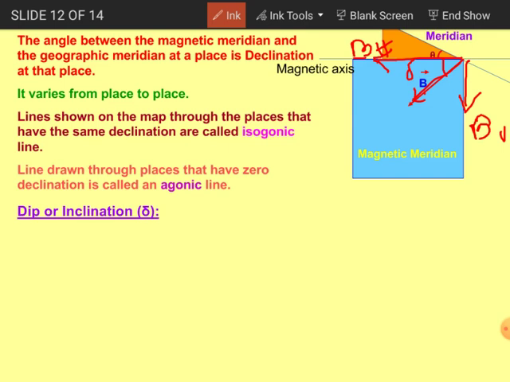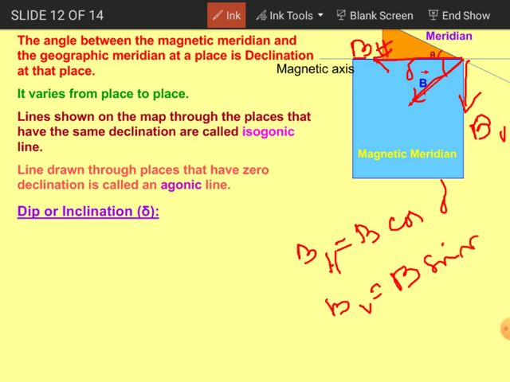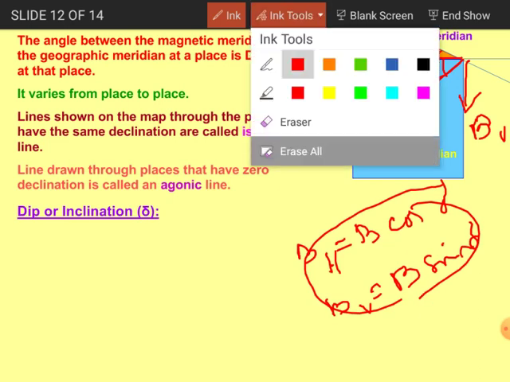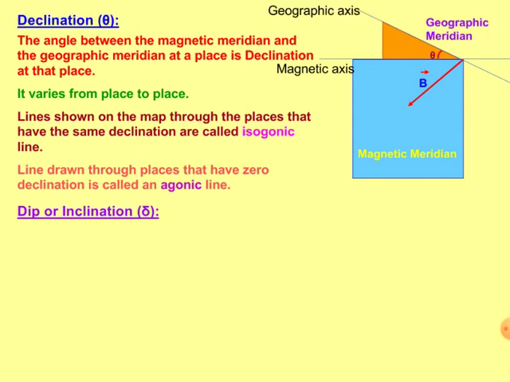And we know that your B_H will be equal to B cosine of delta, right? And your B_V will be equal to B sine of delta, right? So this will be used later, but first let's define those terms, and then we will come back again.